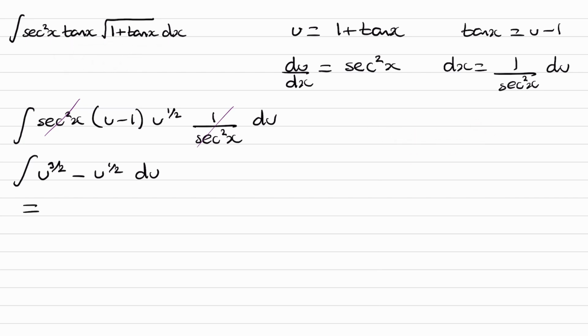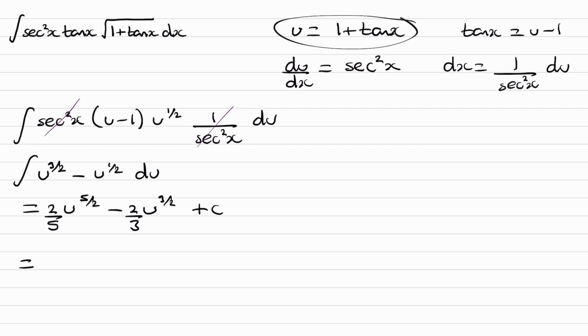Okay, now we just integrate. So u to the power of 5 over 2 divided by 5 over 2 minus u to the power of 3 over 2 divided by 3 over 2. And we can replace the u with 1 plus tan x, and that will be our final answer. So we could leave it at that. I'm going to factorize this to get it in a form where some questions ask you to leave it in. A lot of students struggle with this factorization, so hopefully this is useful.